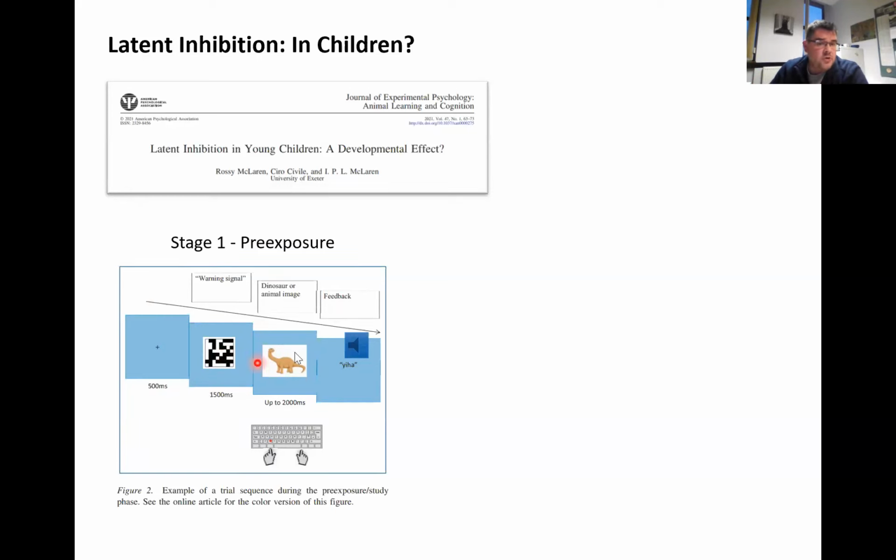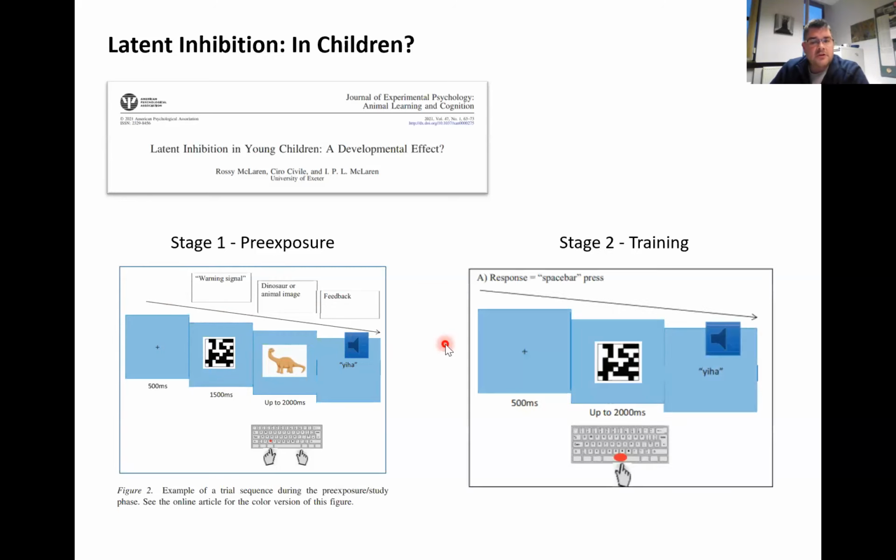Once this pre-exposure stage has been complete, they move on to a second stage of the experiment, which is a go-no-go task, where again there's a fixation point, and then either the pre-exposed stimulus or a novel stimulus is presented, and participants have to learn either to press the space bar, i.e. a go trial, or withhold their response, a no-go trial.